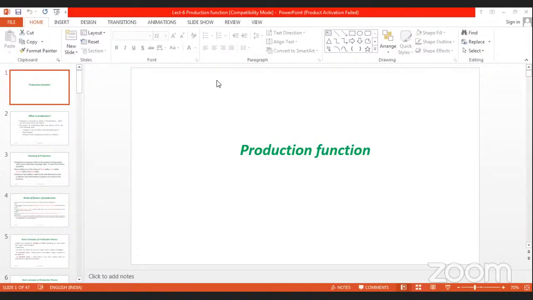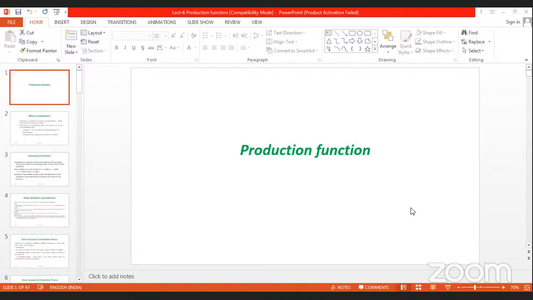After knowing those things, let's start with what production is. We have to start by sharing the screen and then proceed further. Let's share the screen. Okay, I think it is visible to almost all of you.